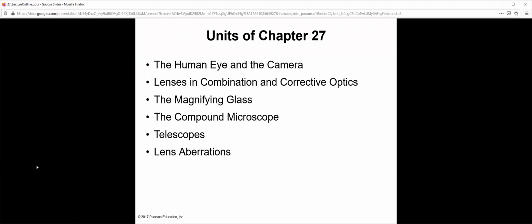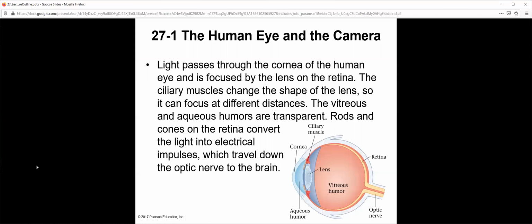So, what optical instruments are we going to talk about? Well, we're going to talk about the human eye. We're going to talk about corrective lenses, corrective optics, magnifying glasses, microscopes, telescopes, and finally, lens aberrations. To start out with, let's talk about the human eye and its use as a camera.